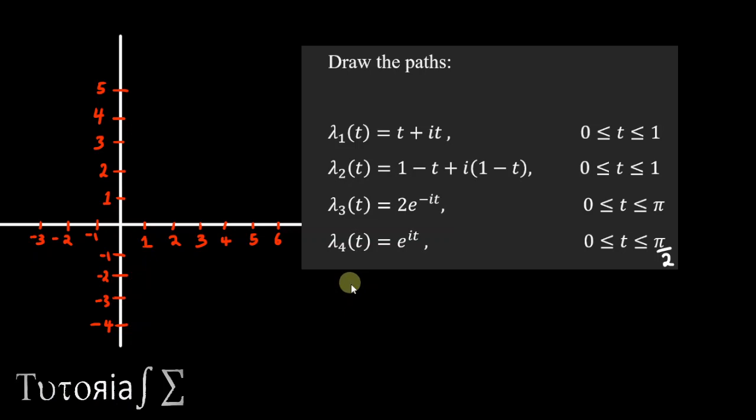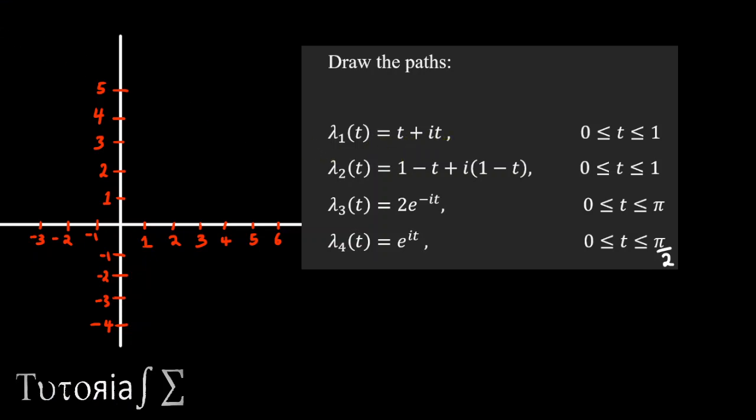Now, in today's lesson, we're in complex analysis. Basically, we're going to look at how to draw paths of integration. So we have path 1, which is t plus it, with limits from 0 to 1. The easiest way to draw these paths is to make an equation out of the paths.